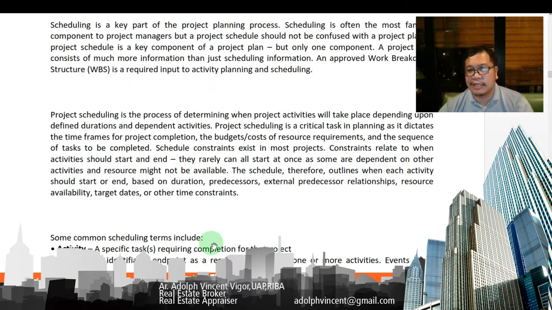So I think the gist of this is that, for example, in construction, there are stages that cannot happen without the prior activity being completed. Then there are also activities that could go parallel or hand in hand. So that's why, in the previous lessons, we talked about a work breakdown structure. Because if you have a strong or valid work breakdown structure, then project scheduling could be done much easier.